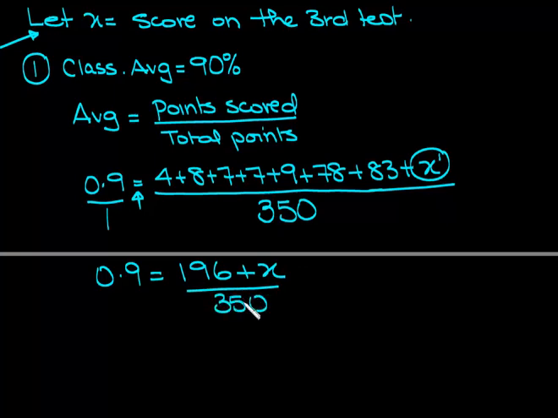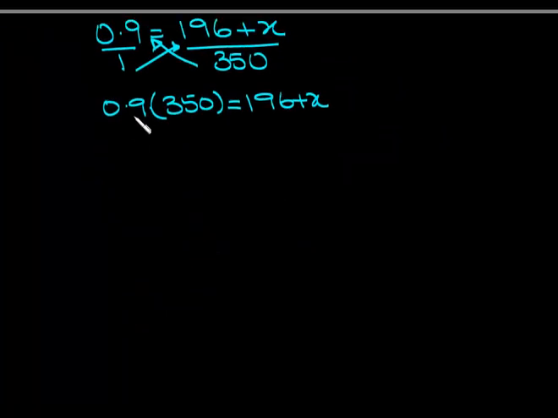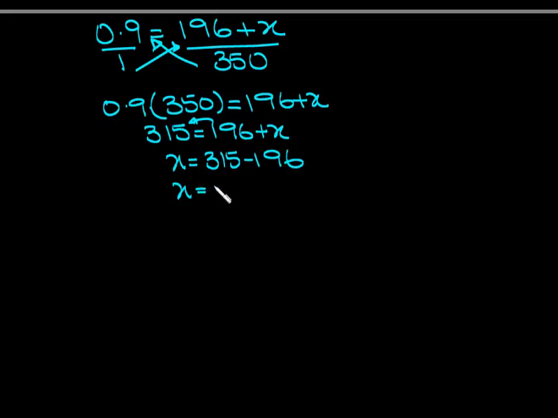So there's an equation. This is the kind of problems we dealt with in the last section, solving linear equations. This is over 1, so we can cross multiply. We can send this over there, this over here. So we get 0.9 times 350 is equal to 196 plus x. And then you can multiply this on your calculators. It's not that difficult to do. It's 315. So we get 315 is equal to 196 plus x. So to solve for x, you move the 196 to the opposite side. So we get x is equal to 315 minus 196. So we get x is equal to 119.